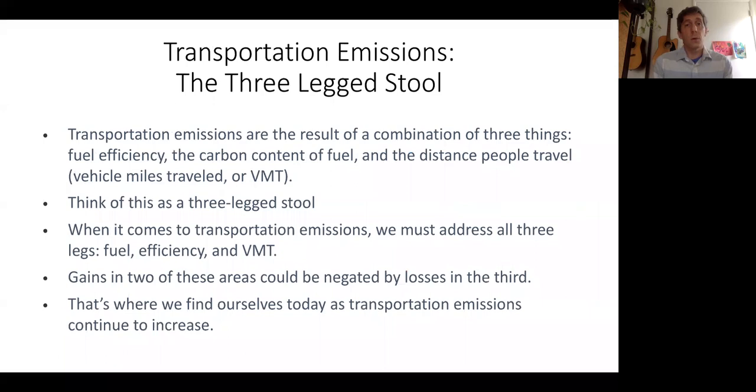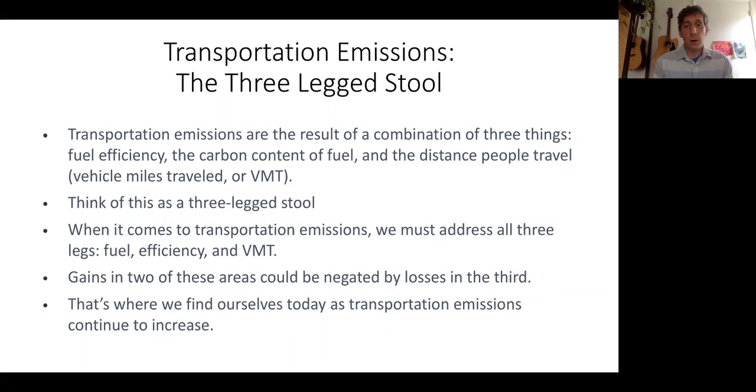Transportation emissions are not as simple as the public conversation may sometimes suggest. Emissions are the result of three things: fuel efficiency, how much carbon is in the fuel, and how much we drive. We offer that you can think of it like a three-legged stool, and that we have to address all three of those legs. We have to address the fuel, which is electrification. We have to address efficiency, which is CAFE standards, which I'm sure everybody's familiar with. And we have to address vehicle miles traveled, or VMT, how much we drive. If we don't, gains in two of these areas could be negated by losses in the third. And that's exactly what's happening today as our emissions increase.